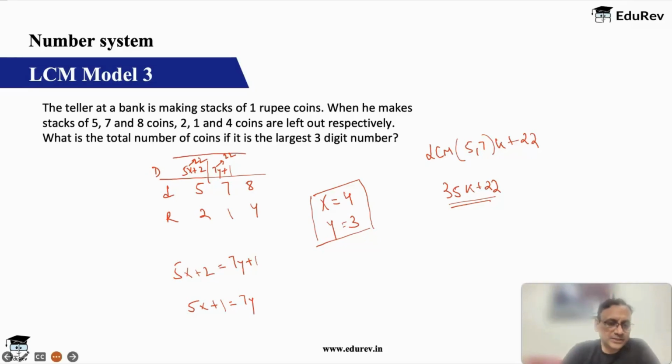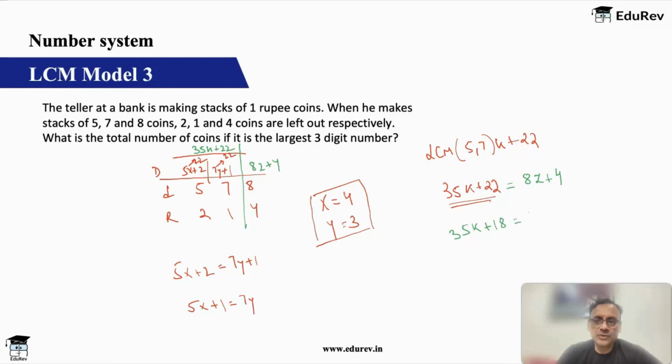Okay, so let's now see the step, because now this is a slightly different step. You have not got the answer yet, but 35k plus 22 is my answer for first and second. And what is the answer for third? Third answer is 8z plus 4. Right? So let's equate this to 8z plus 4. Okay, so we do that once again. So that gives me 35k plus 18 is equal to 8z.